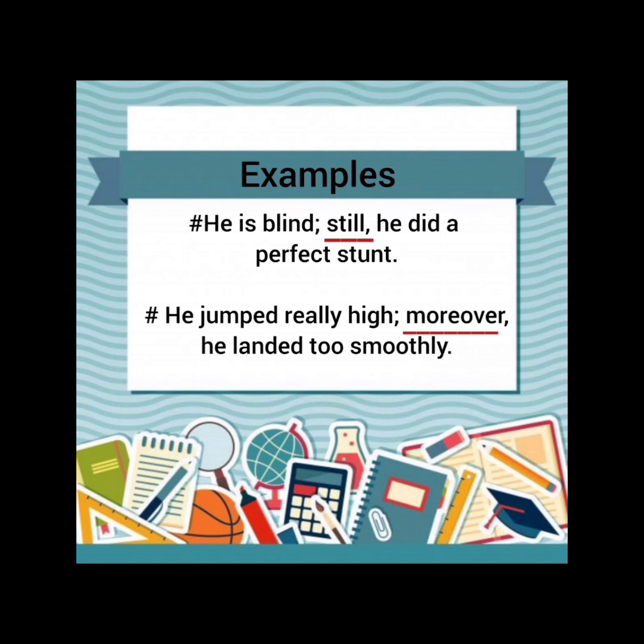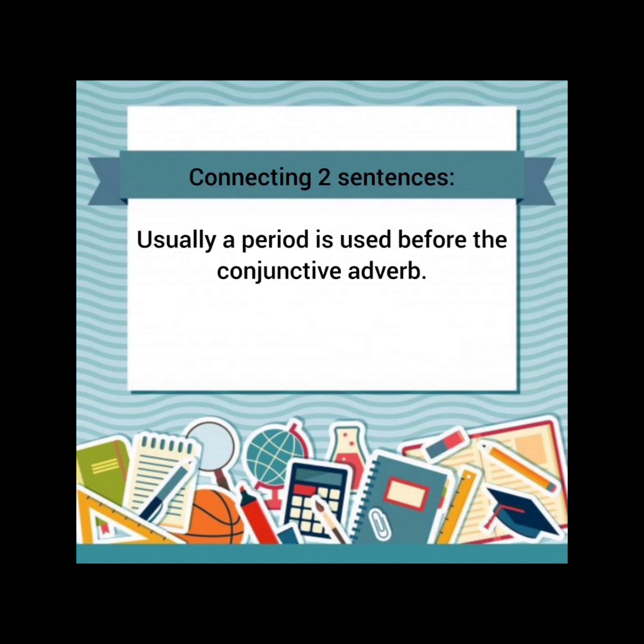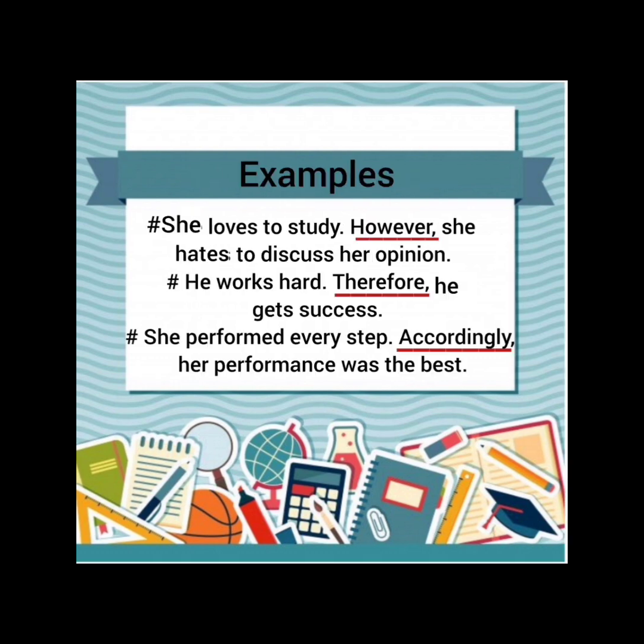Now, let us see how conjunctive adverbs connect two sentences. Usually, a period or a full stop is used before the conjunctive adverb because we are supposed to connect two sentences. So, definitely there might be a period between these two sentences. For example, she loves to study. However, she hates to discuss her opinion. The same example as it was mentioned in the previous topic, but here the difference is that there is no semicolon before the conjunctive adverb because we are supposed to connect two sentences. So, the very first sentence is that she loves to study, full stop, however, comma, she hates to discuss her opinion.